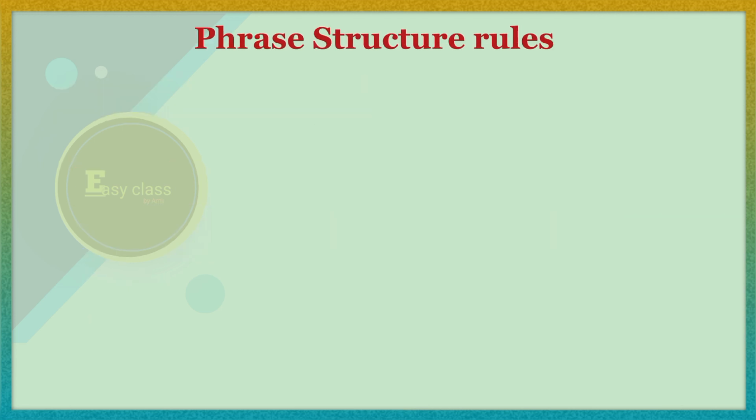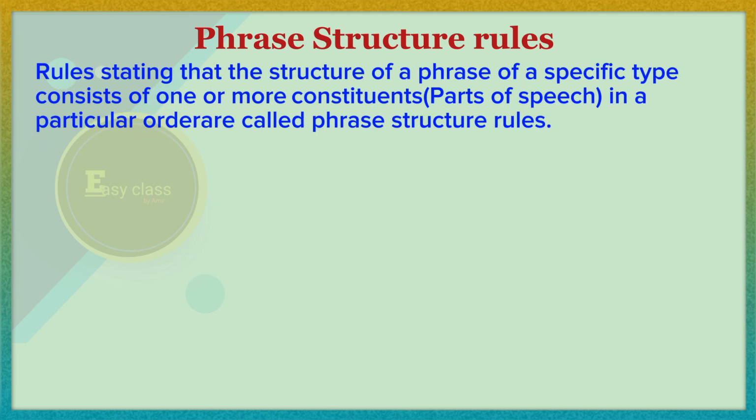Next we have phrase structure rules. Rules stating that the structure of a phrase of a specific type consists of one or more constituents in a particular order are called phrase structure rules.